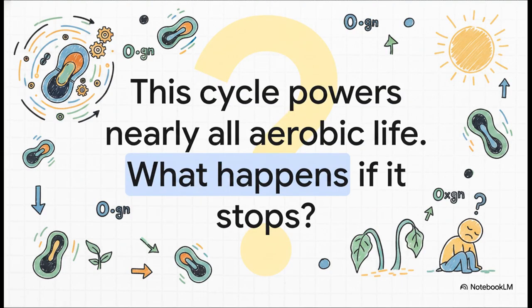So I want to leave you with this thought. This single, elegant cycle, spinning away in pretty much every cell in your body, is the central powerhouse for almost all life on Earth that breathes oxygen. We've seen what happens when specific poisons stop it, but just think, what does its constant, reliable turning truly mean for life as we know it?